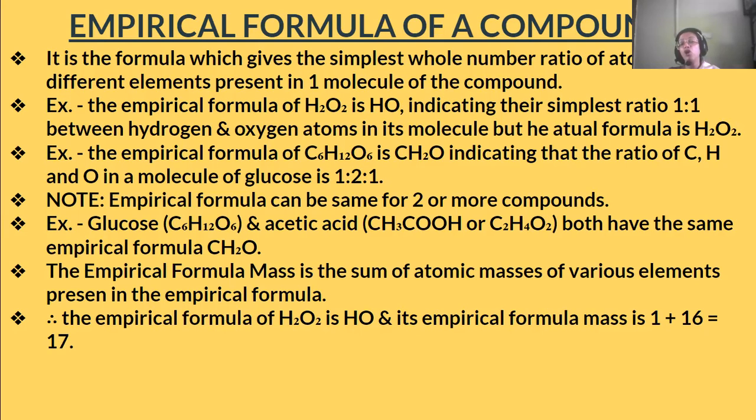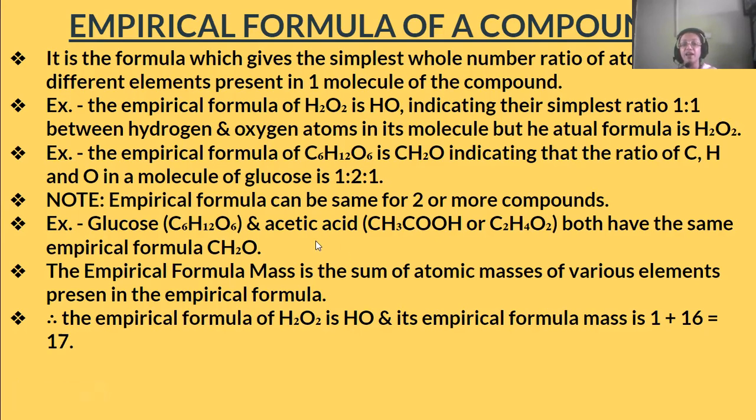Okay, the empirical formula of C6H12O6 is CH2O, indicating the ratio of C, H, and O in the molecule is 1:2:1. In the glucose molecule, the empirical formula is CH2O, but the actual formula is C6H12O6. That indicates that this compound's empirical formula is in the ratio of 1:2:1. Note the empirical formula can be the same for two or more compounds. It can be the same for two or more compounds like glucose and acetic acid.